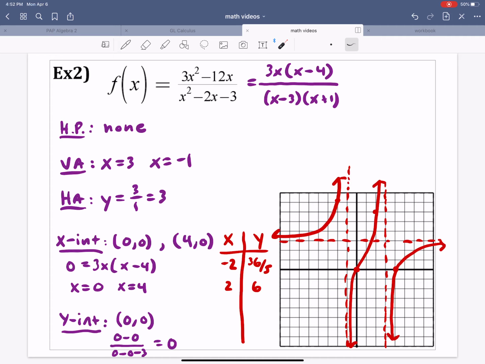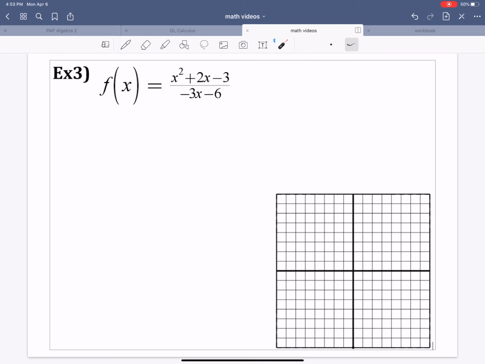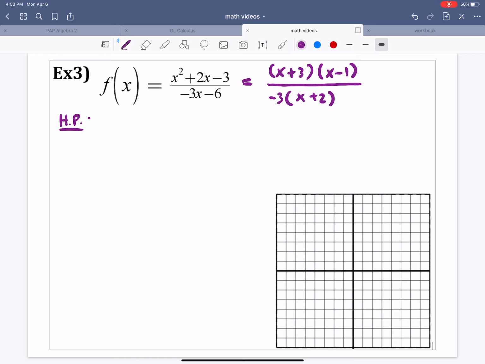Okay? So, next problem, number 3. Oh man, this is another great problem, guys. You're so lucky here. So, step 1. Let's see if we can factor and find anything that cancels. So this becomes x plus 3 times x minus 1 all over, I'd factor out a -3, and I get x plus 2. Okay, nothing that cancels, so there is no hole here. Vertical asymptote, set the denominator equal to 0 and solve. You get x equals -2.